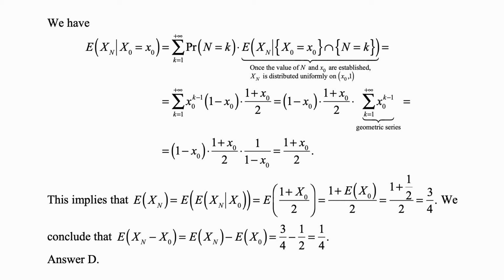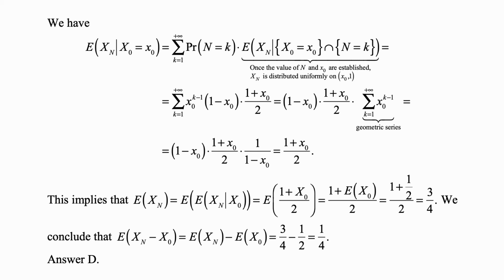That's equal to 1 minus x0 times 1 plus x0 over 2 times the sum from k equal 1 to plus infinity of x0 to the k minus 1. That's a geometric series with a quotient of x0. Its first term is x0 to the 0, so it's 1. So its sum is 1 over 1 minus x0. So this is what we get: 1 minus x0 times 1 plus x0 over 2 times 1 over 1 minus x0. And so that's equal to 1 plus x0 over 2.